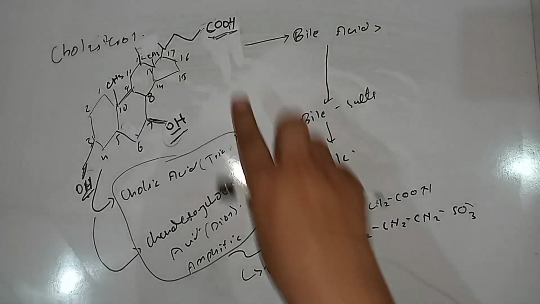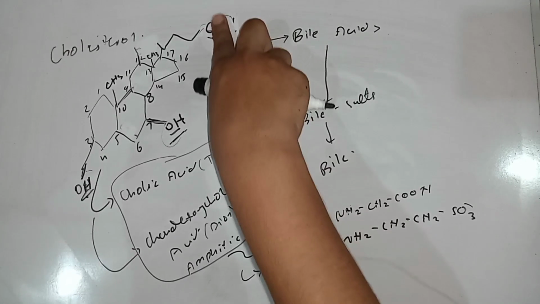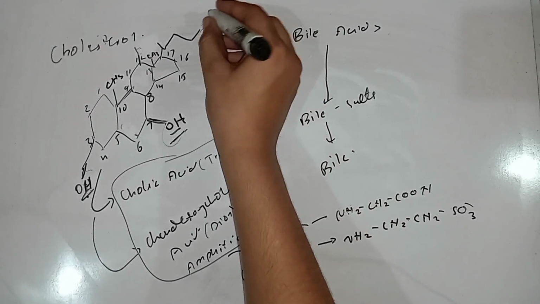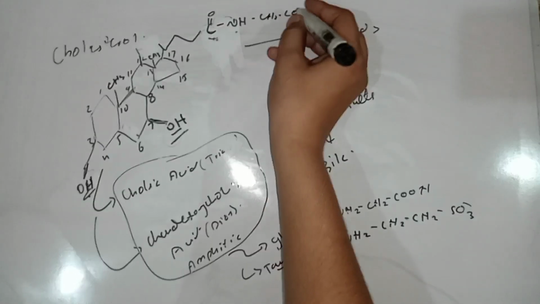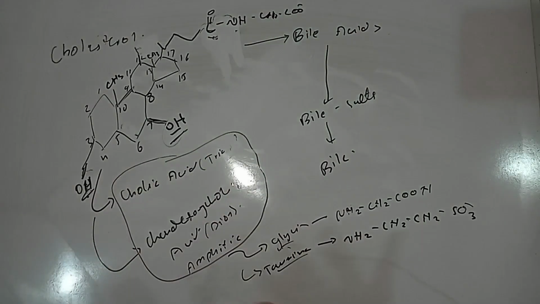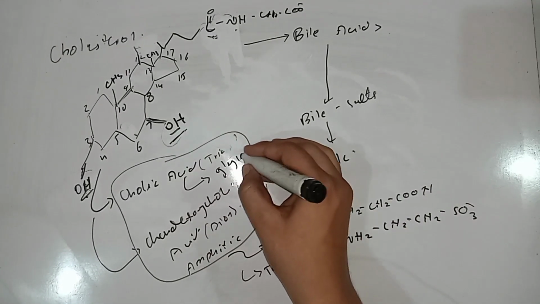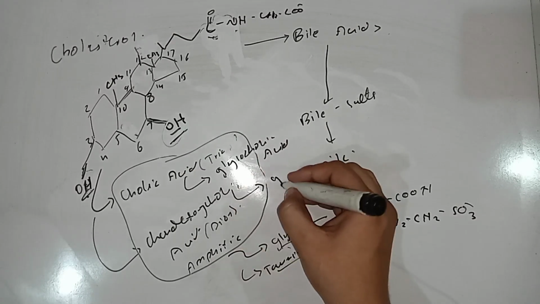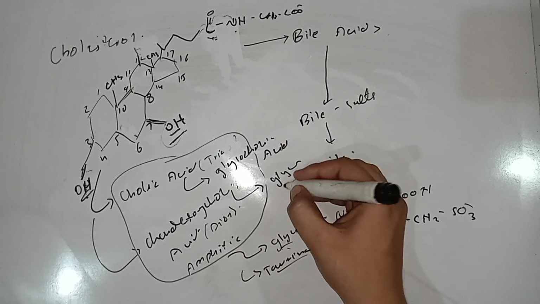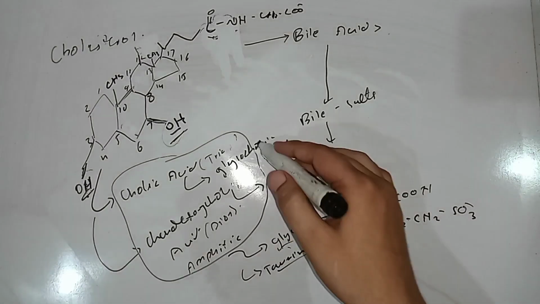They react at this site. Glycine attaches by an amide linkage, NH and CH2 COO negative. Glycine is more polar than the previous hydroxyl group, so it increases the polarity, and when glycine attaches, cholic acid converts into glycocholic acid, and chenodeoxycholic acid converts into glycochenodeoxycholic acid. So they are more polar, and these two compounds are bile salts.